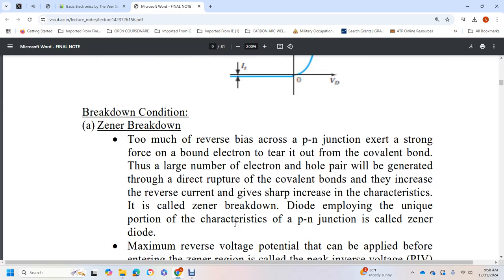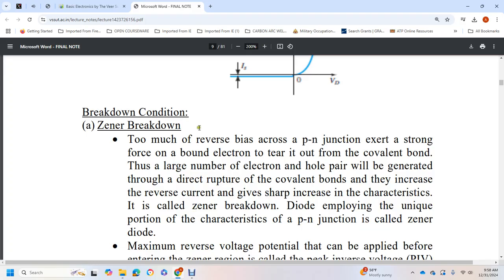Too much reverse bias across the positive-negative junction exerts a strong force on the bound electrons, tearing them out of the covalent bond, and a large number of electron-hole pairs will be generated through the direct rupture of the covalent bond. This increase of the reverse current gives a sharp increase in the characteristics and is called the Zener breakdown.